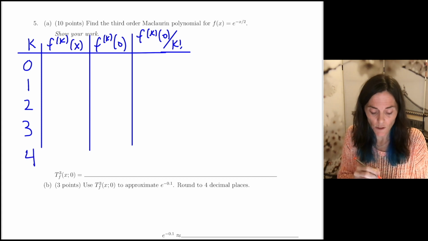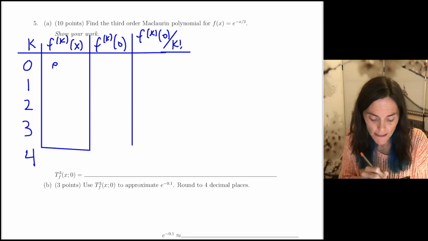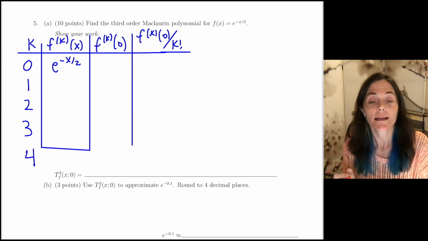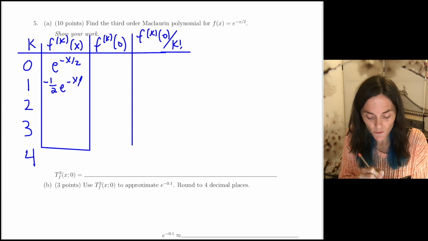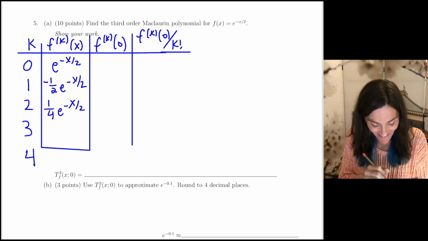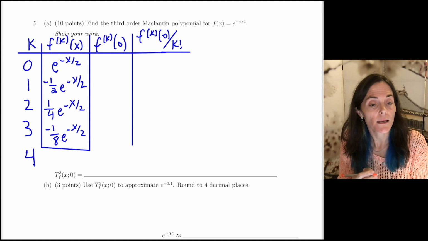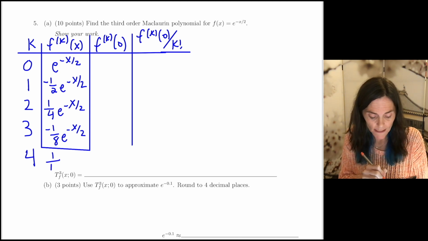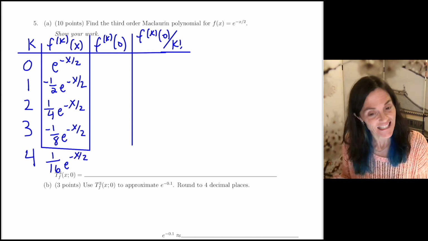And the fourth one, I'll just use in my error estimate. I will not evaluate at the center or divide by k factorial, for example. The function is e to the minus x over 2. Now we just start differentiating. We have minus 1/2 e to the minus x over 2. We have positive 1 over 4 e to the minus x over 2. We have negative 1 over 8 e to the minus x over 2. And finally, we will have a positive 1 over 16 e to the minus x over 2. That's just being used in part C.